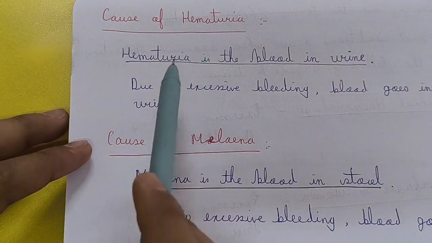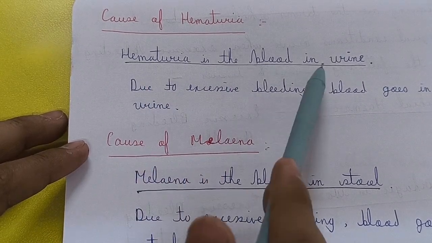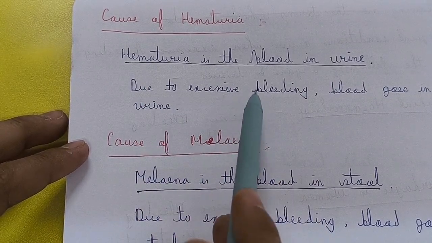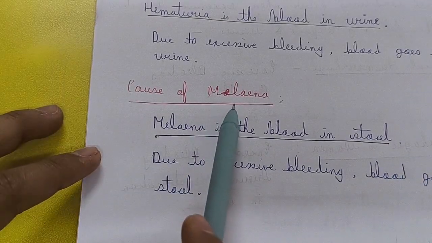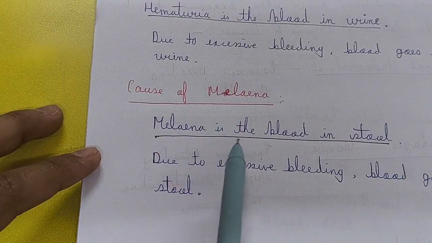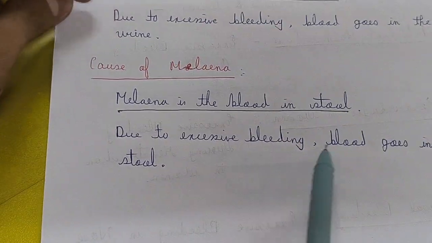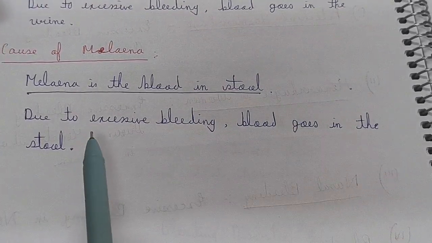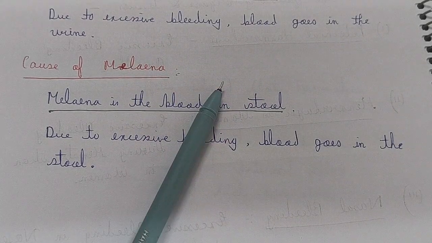And also the cause of hematuria. First I'll explain what hematuria is. Hematuria is blood in urine, and due to excessive bleeding, blood goes into the urine. Now the cause of melena. Melena is blood in the stool. Due to excessive bleeding, blood goes into the stool, so melena occurs. So these are the certain portions of clinical features.